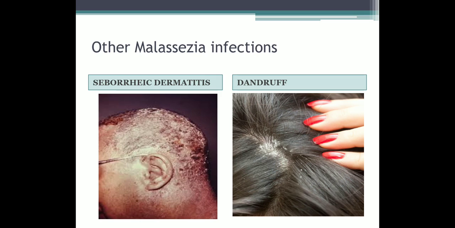Seborrheic dermatitis may range from mild to severe forms. What you are seeing is both these extremes. The milder form is known as common dandruff, where you can see whitish greasy flakes. In the severe form, we see erythema with chronic inflammatory dermatitis. It is usually seen in infants and young adults.